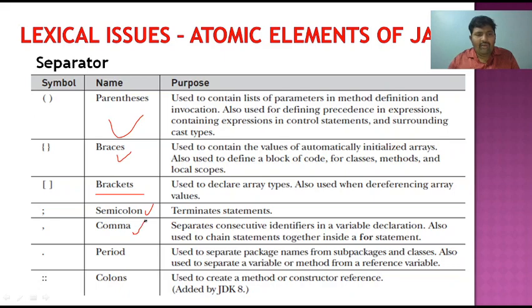Comma: whenever you have multiple values and want to separate them, we use the comma. Period: where we can use it is with objects. Whenever we have an object, we write object dot method name, or object dot variable name, like that. So to separate the two entities, we can use the period.